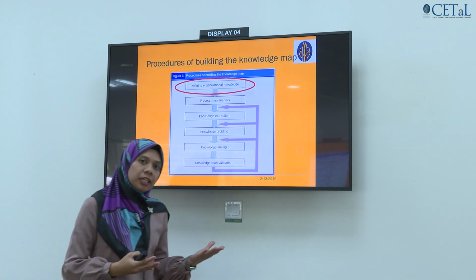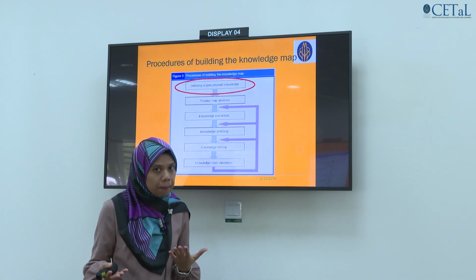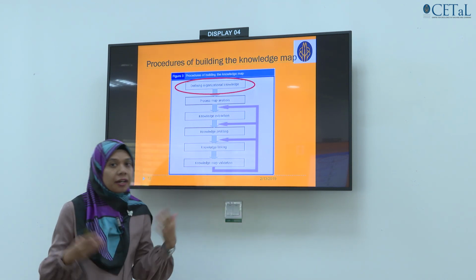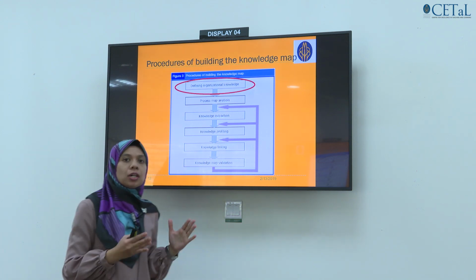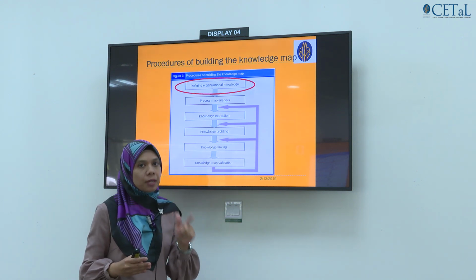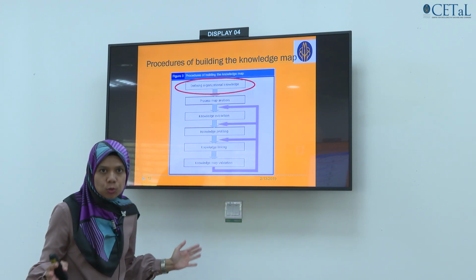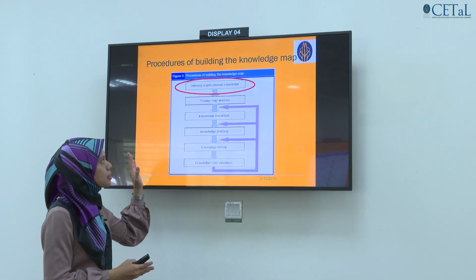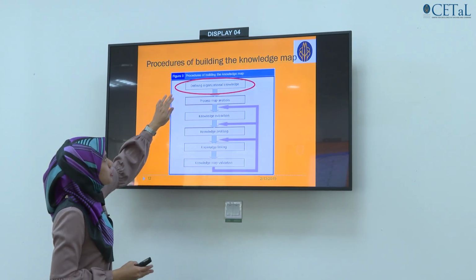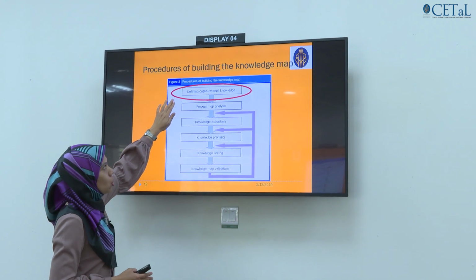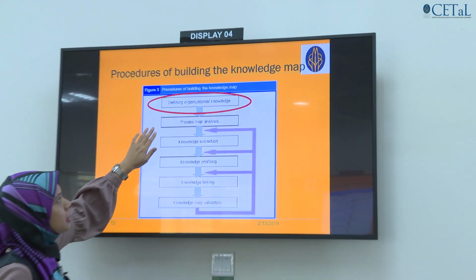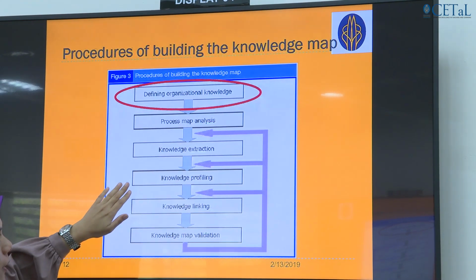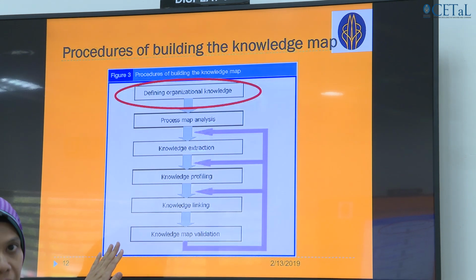As you have read probably, there are many types of knowledge map that include social network map, concept mapping and others. But today we're going to cover how we can create a process-based map. There are many techniques to develop a process-based map. But for this technique, there are 6 important steps that you can see. First one is defining organizational knowledge, building the process map analysis, knowledge extraction, knowledge profiling, knowledge linking, and finally, validation.